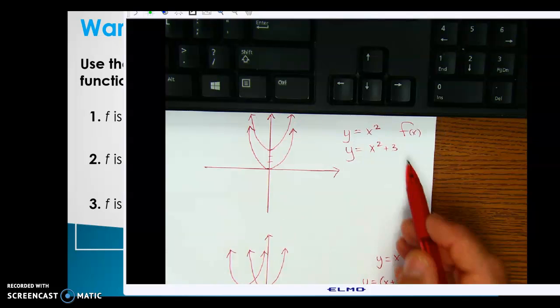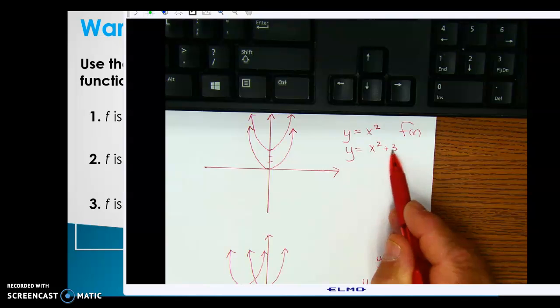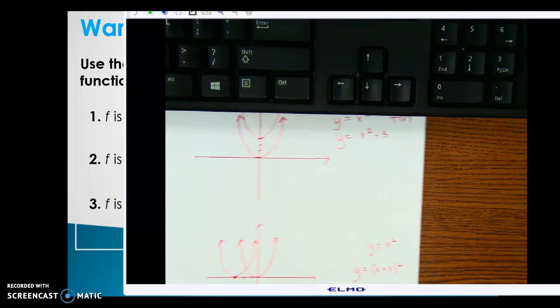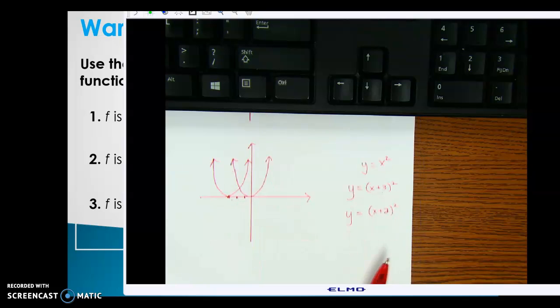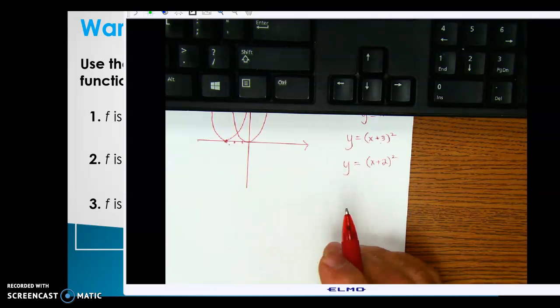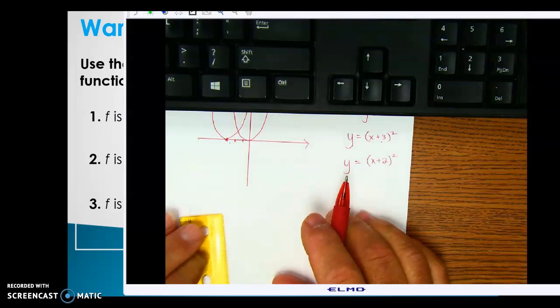But anyway, when you shift in the y direction, the sign is what you think it would be. Up means positive. But when you shift in the horizontal direction, the x direction, the sign is opposite of what you think it would be. This is a left shift, 3 units. This is a left shift of 2 units. Finally, what does the equation look like when you flip it over the x-axis?